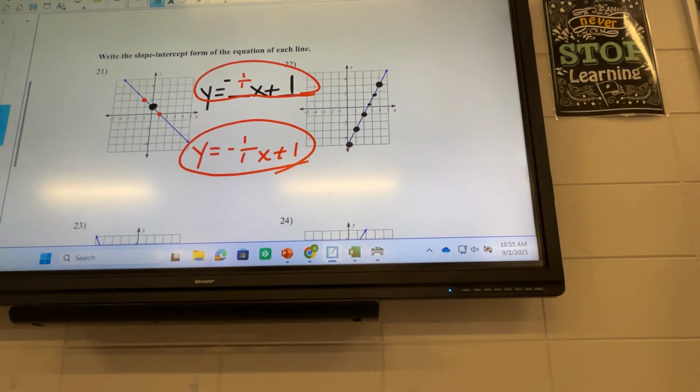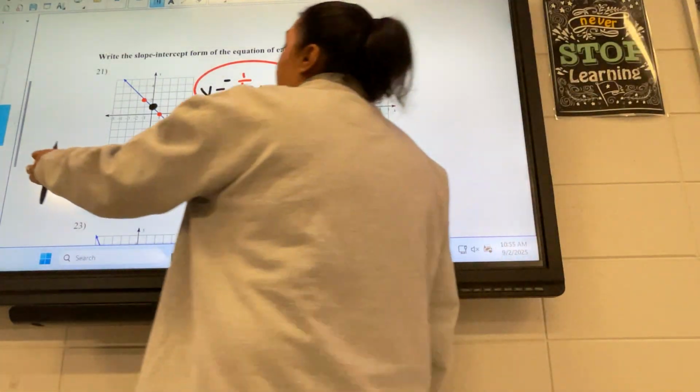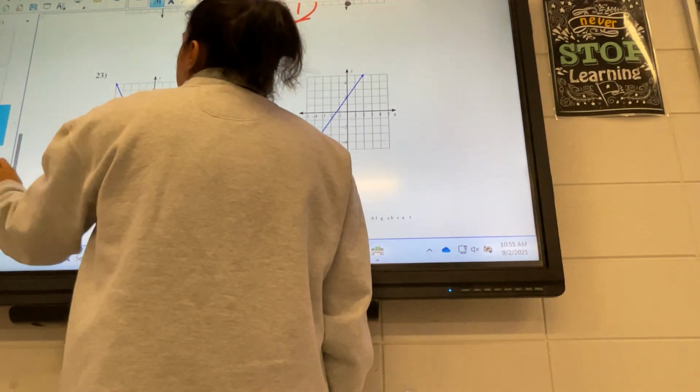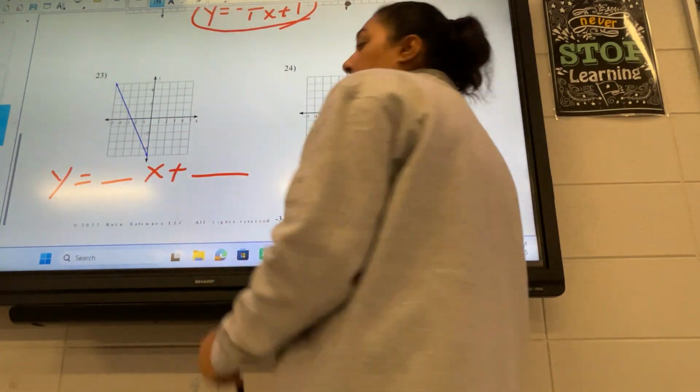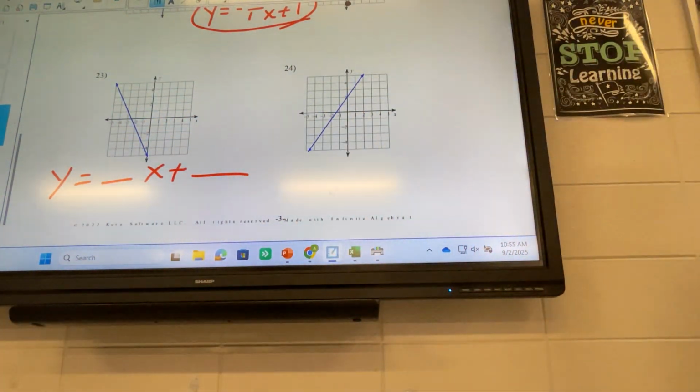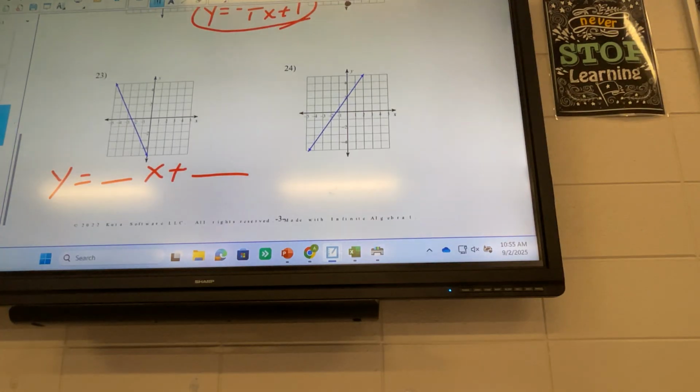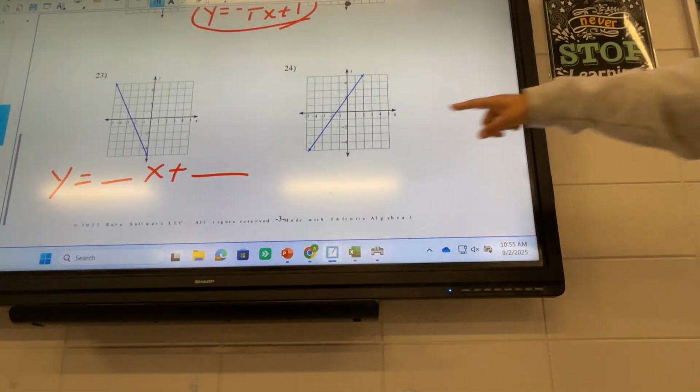Okay, so let's look at the next one. We're going to say y equals blank x plus blank. Right? We know that the two blanks are going to be there. Which blank do you fill in first? The B, or the second blank. Okay, we always do the B or the second blank first.